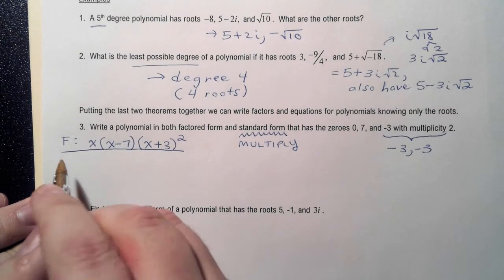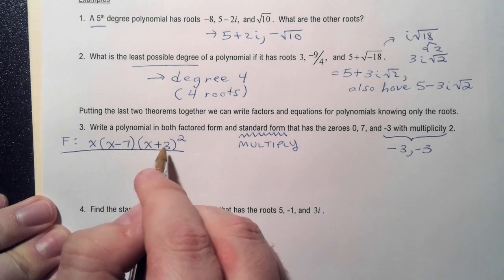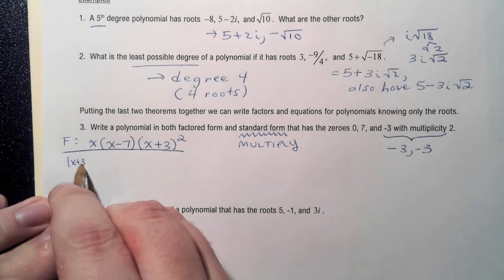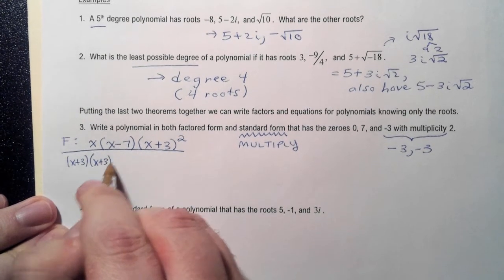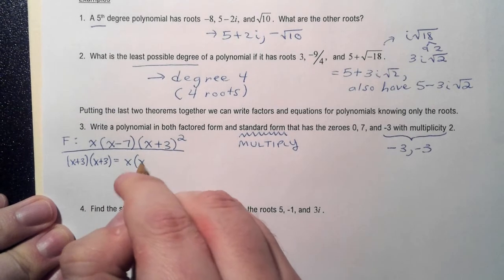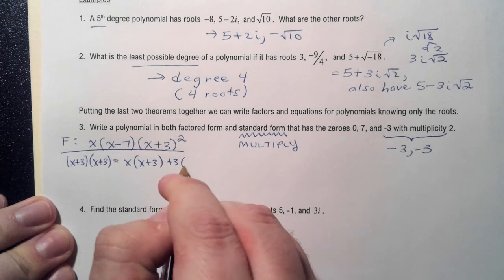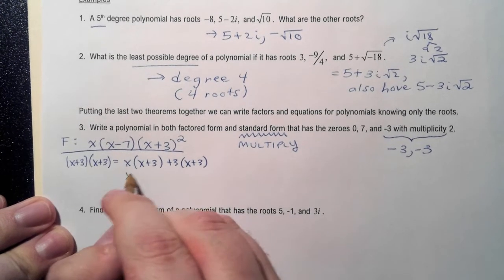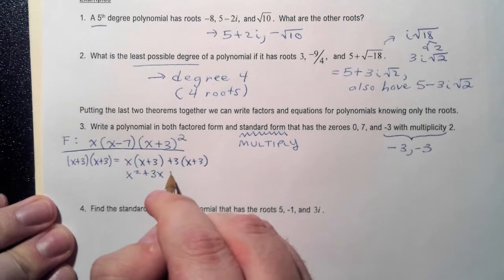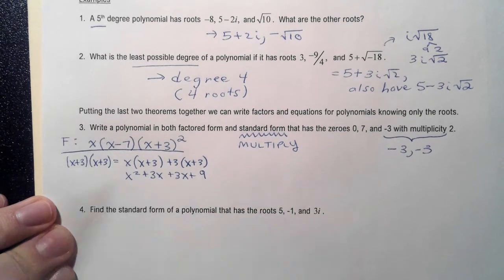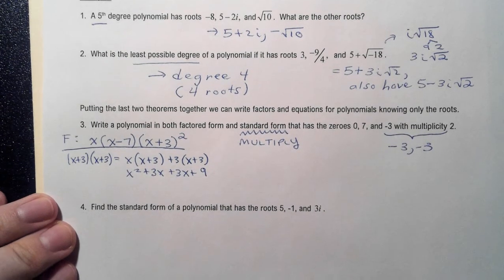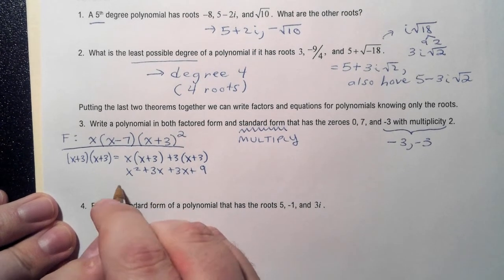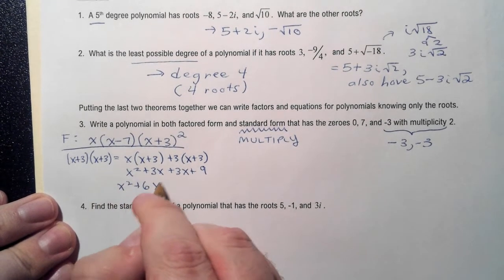I would probably start by squaring x plus 3. x plus 3 squared means x plus 3 times x plus 3. So when I get this, what do I get? x squared plus 3x plus 3x. This gives me x squared plus 6x plus 9.